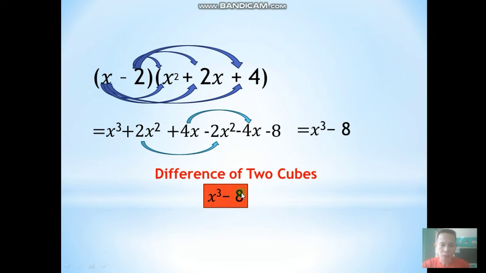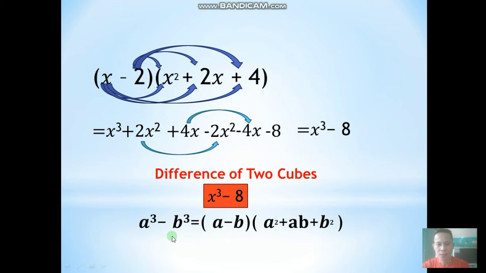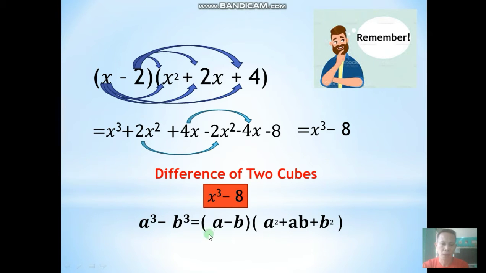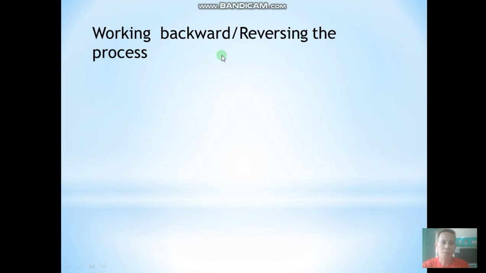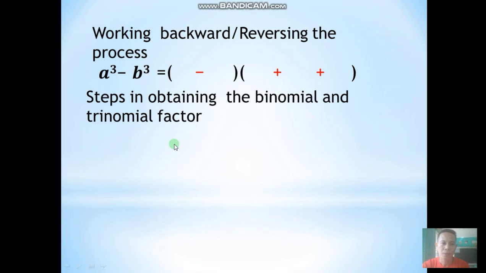Now, in this lesson, we are going to do the reverse process, or work backward, in order to go back to the factors. To do that, we need to apply the formula, and I want you to remember this formula. Working backward, or reversing the process, the first thing to do is draw two blank parentheses, with the operation in the binomial being subtraction. In the trinomial, we have two additions. The operations here are constant and do not change.